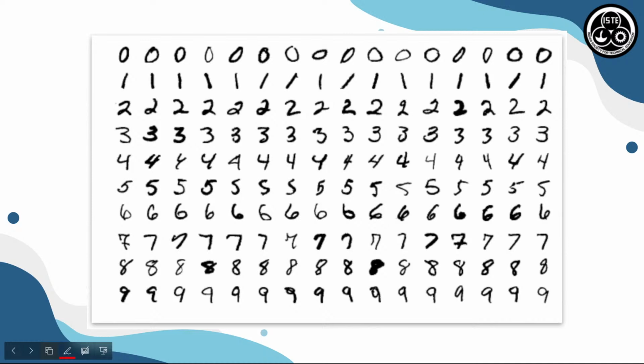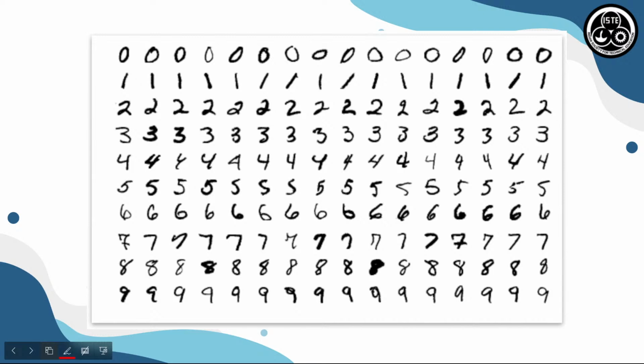By the end of the session we will be building a model to classify the digits in the dataset, and you will be able to put in an image and the model will be able to classify which of the digits is shown here.